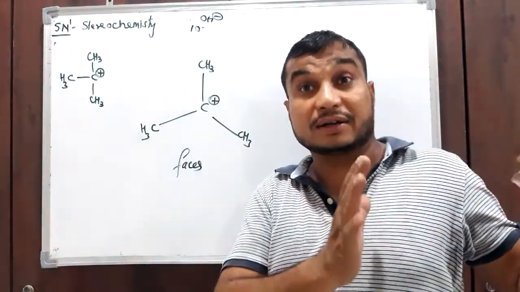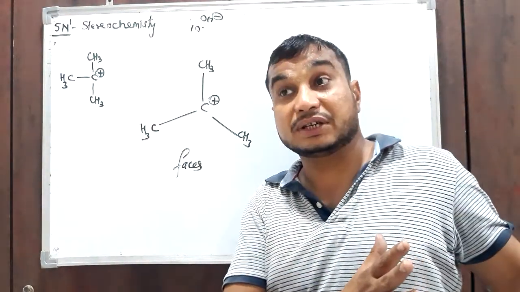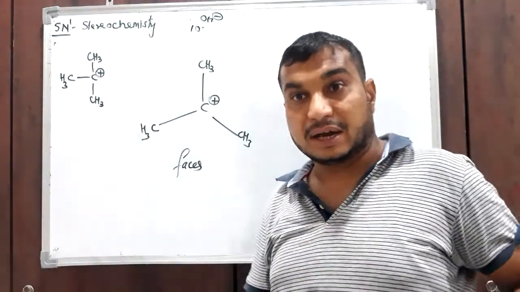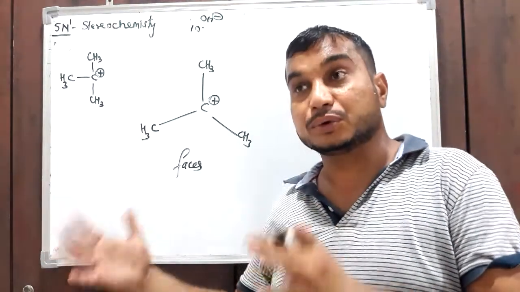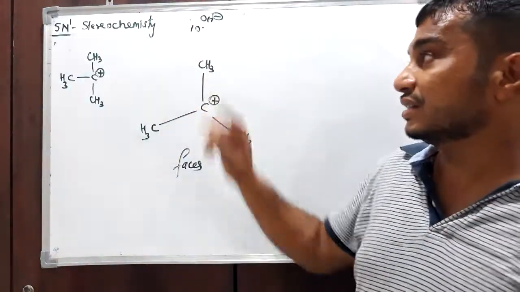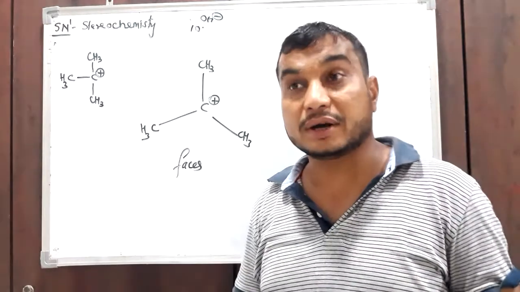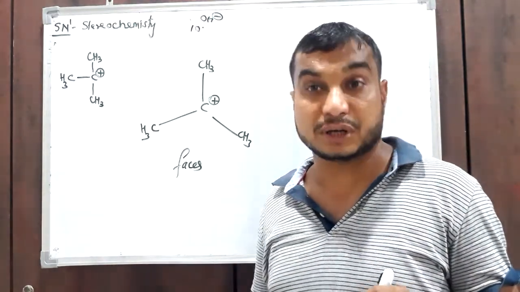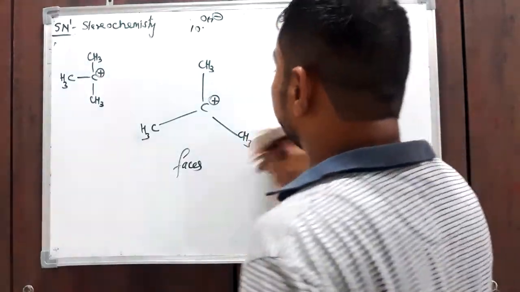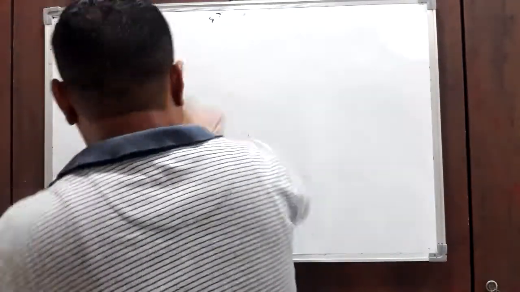Therefore, the product contains 50% molecules in which OH minus is on the front side and 50% molecules in which OH minus is present on the back side. Therefore, in an SN1 reaction, the product is always a racemic mixture of D and L form. Okay, I will explain. See what happened.